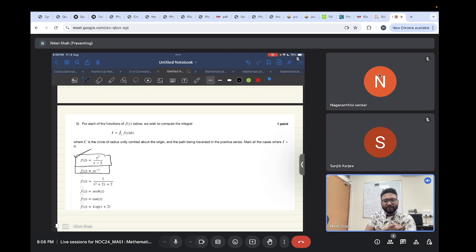Again, I is equal to 0, right? In this case also I is equal to 0. So the point being, this is how similarly you will be checking for the other cases as well.